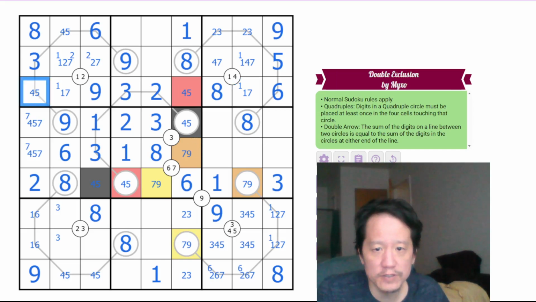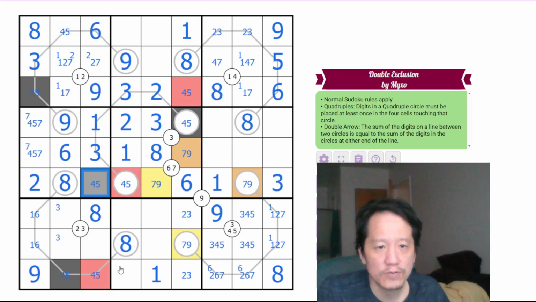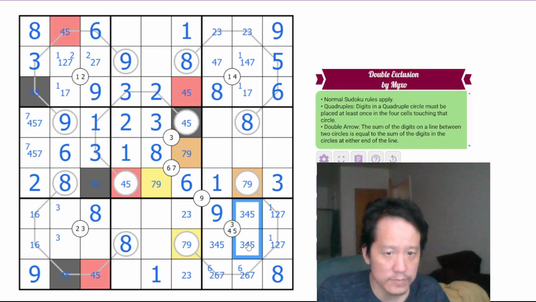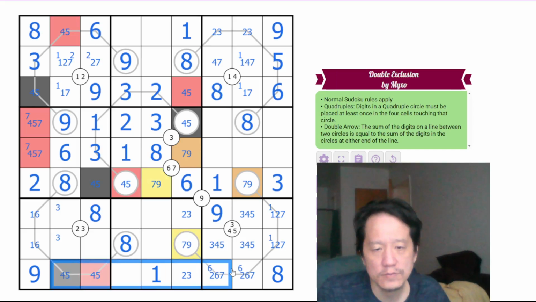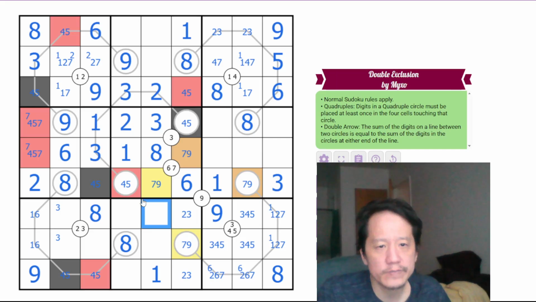Therefore, this must be a dark also. This cannot be dark. This must be red, which makes this a dark. The red then has to be here. Where is this red? The red has to be one of these two. What else do we have?